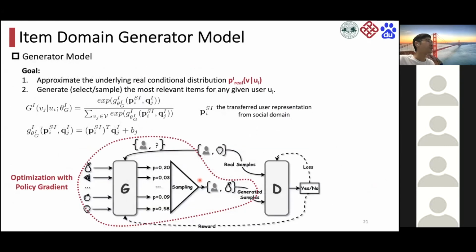For specific users, the generator in the item domain aims to approximate the underlying distribution of items, then generate the most relevant one. We define the generator using the softmax function over all the items according to the transferred user representations from the social domain. As the user-item pairs are discrete, here we mainly use the policy gradient in reinforcement learning to optimize the generator.